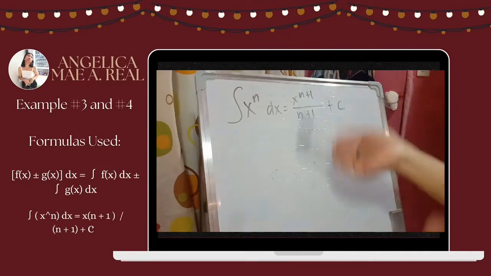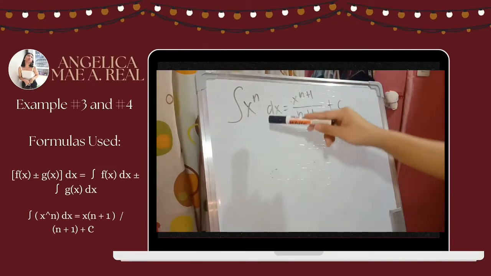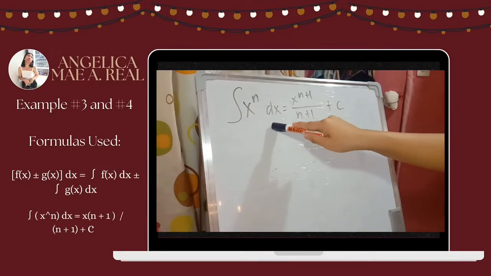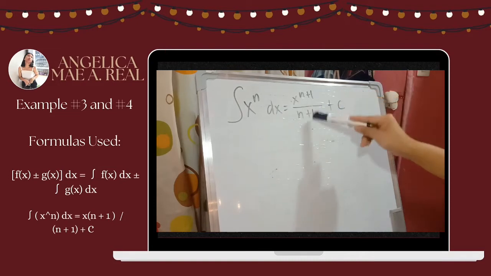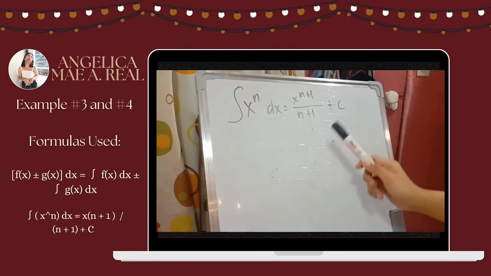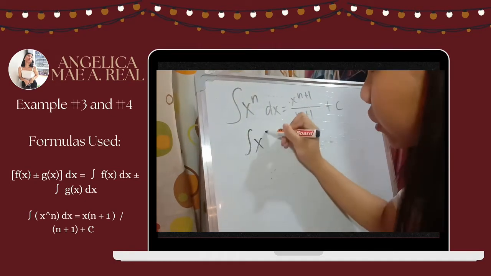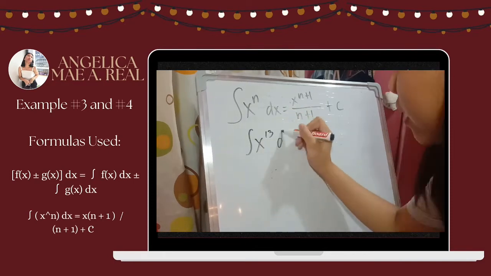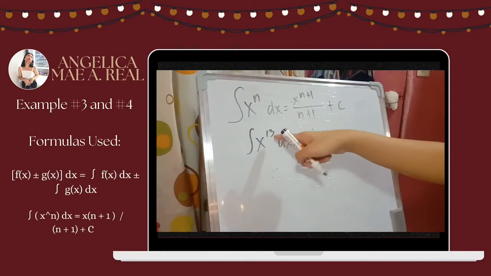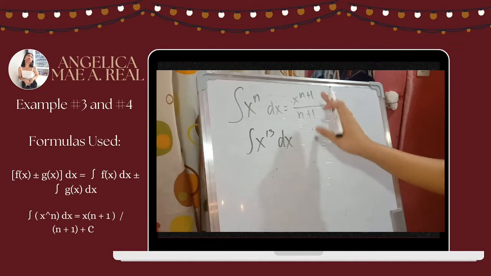So next, if n is not equal to negative 1, then use the integral of x raised to n dx is equal to x raised to n plus 1 over n plus 1 plus c, where x is a differentiable function. So let's take a look at an example: the integral of x raised to 13 dx. Since n is 13, it's not equal to negative 1, so we can use it.